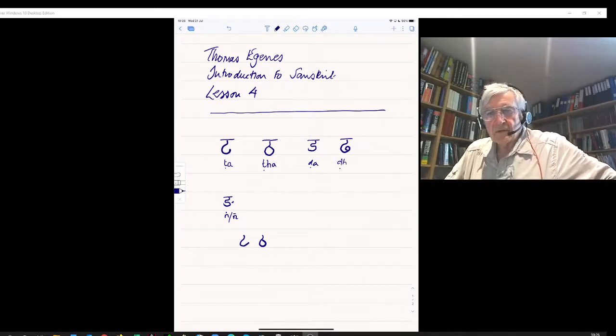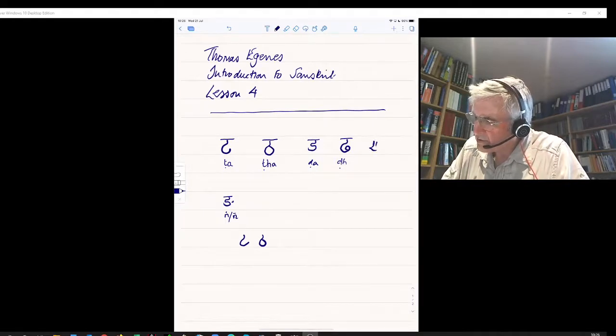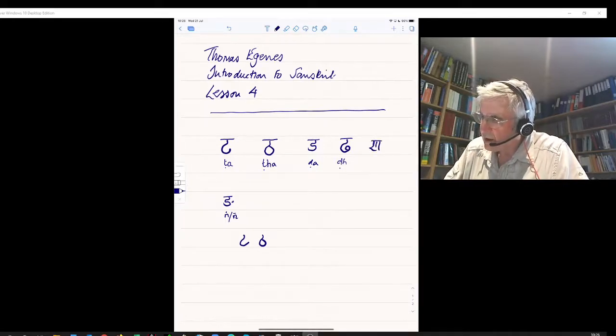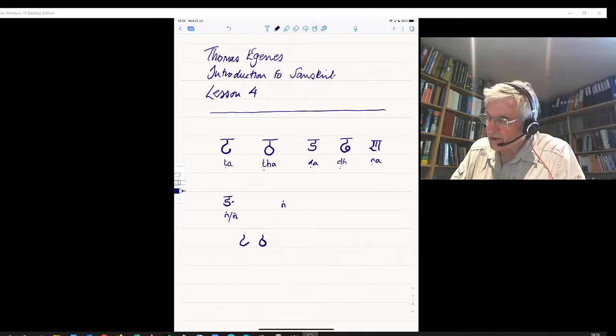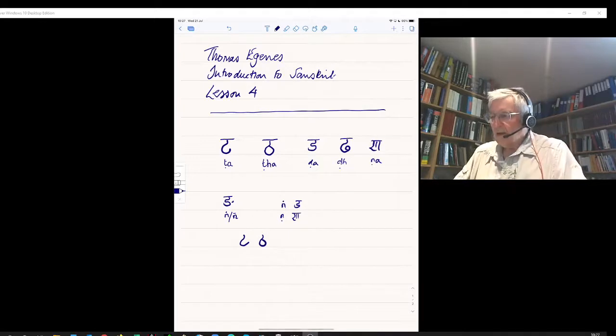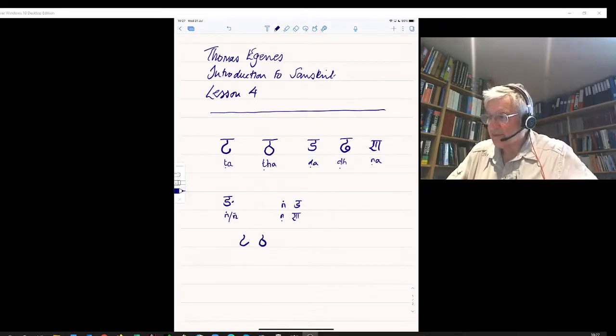Now the na, you'll see it written here like the letter r, but with two downstrokes following. That is an na. Note the distinction in transliteration. An n with a dot above it is the ng, and an n with a dot underneath it is the retroflex na. And it helps to remember that all of these retroflexes, the ta, tha, da, dha, na, and also the vocalic r, are all written with a dot underneath the letter.